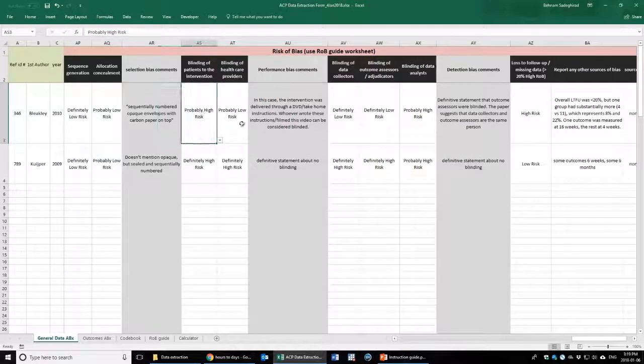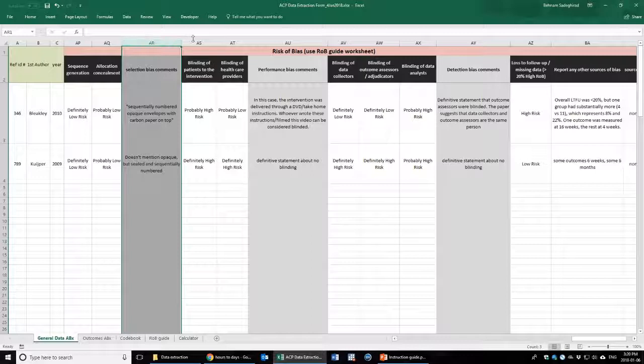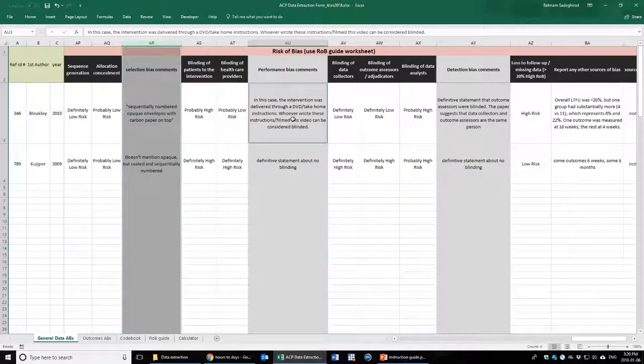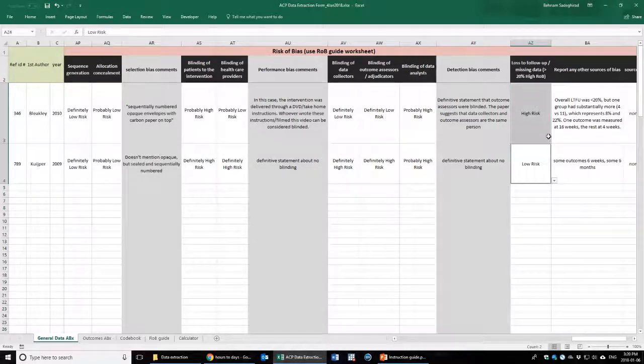In these extractions we have as examples, I've included a quick reason of why I selected what I did. Moving on to loss to follow-up, the only options here are high and low risk. You should select high risk of bias if there's more than 20% missing data at follow-up, and this is across the entire sample. Any other sources of bias.